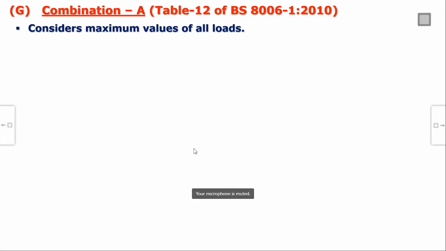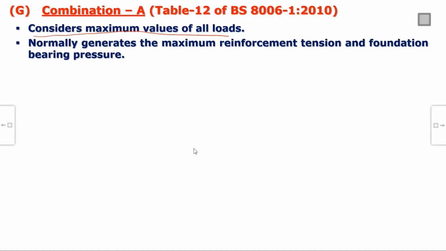Combination A says consider the maximum value of all loads, horizontal and vertical. So that's why you will use gamma B maximum and gamma R maximum in that formula. Second, it says that this combination normally generates the maximum reinforcement tension and foundation bearing pressure, but we have to check all combinations, of course.